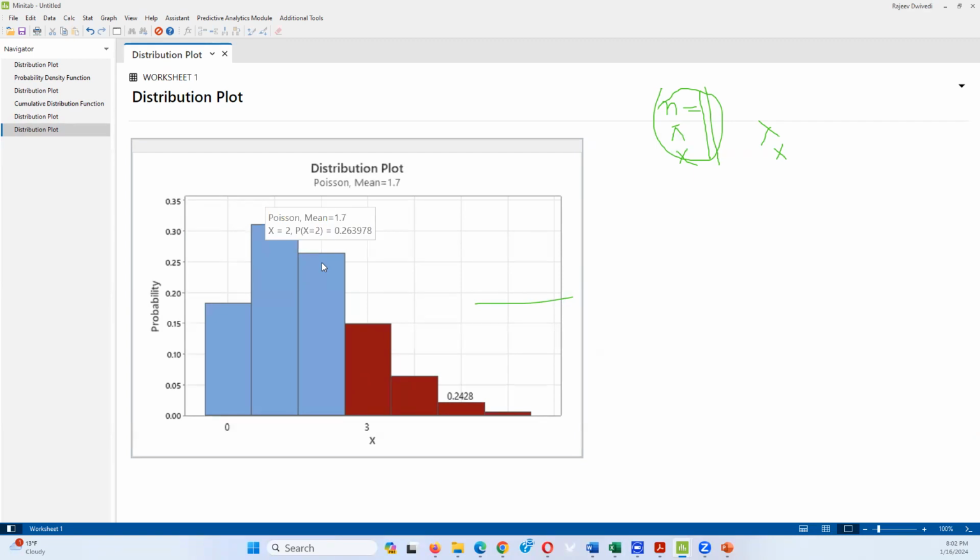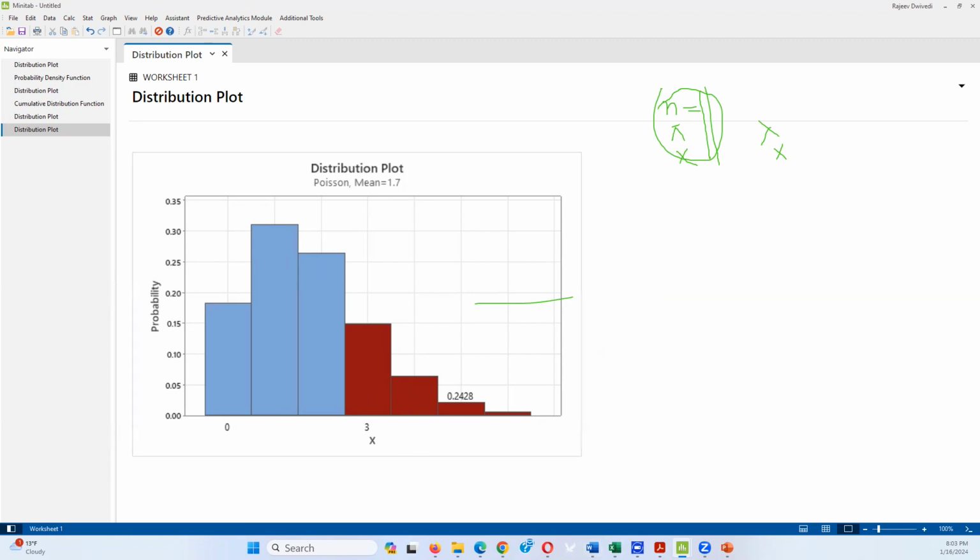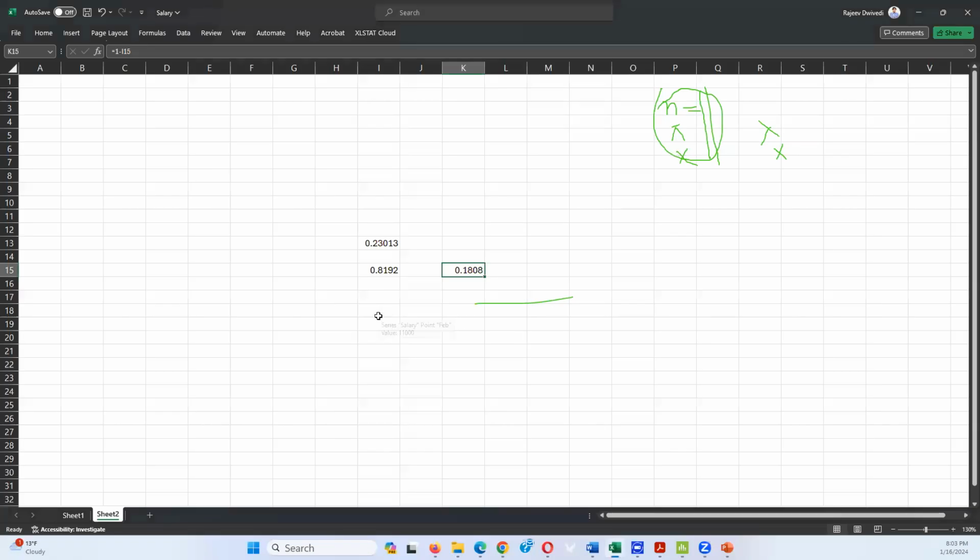If it is asking for the PDF for an exact value, for example a particular month's salary, then you need to put the cursor on the particular bar and you can get the value. If it is cumulative, you can get it through the graph. So you can simply understand, or visualize, the probability through Minitab easily. Now we are going to do the same example in this.